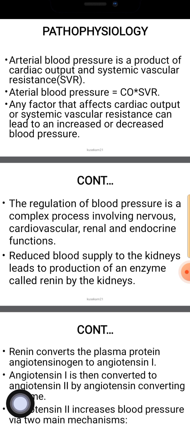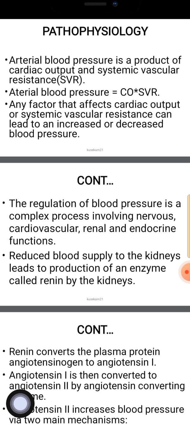That's why we are saying this blood pressure is a product. Product in mathematics is multiplication. So the arterial blood pressure is a product of cardiac output, the blood which is ejected from the heart every minute, that's cardiac output, and systemic vascular resistance.